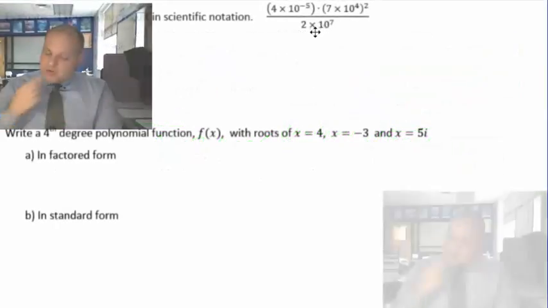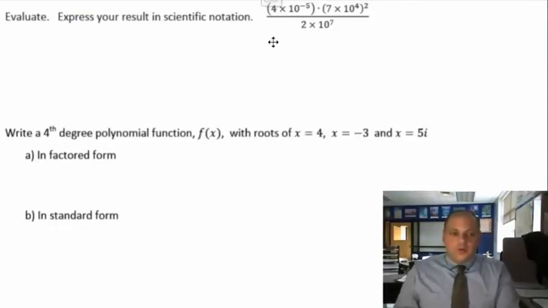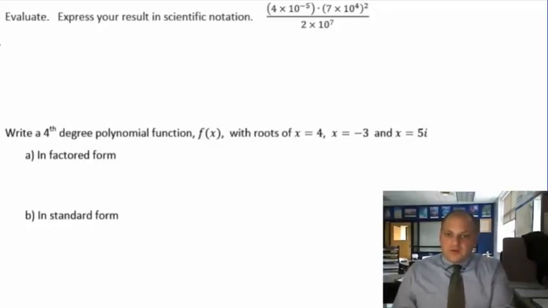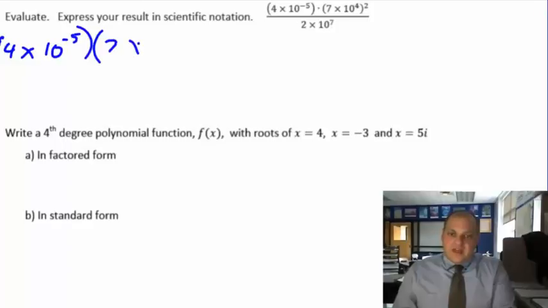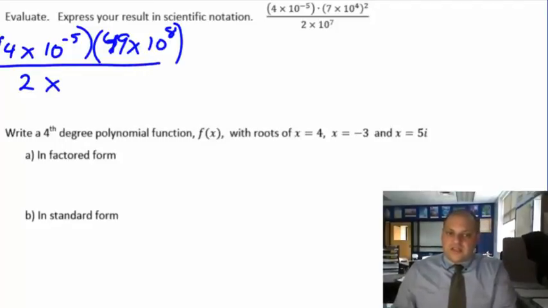Now, all right, evaluate this expression. We're getting there. So we're going to do this first. You have to square it first. So I'm going to go over here, it's going to be 4 times 10 to the negative 5, and then 7 times 10 to the, 7 squared, so 49 times 10 to the 8th. You have to multiply the exponents there. Okay, so now that's over 2 times 10 to the 7th.